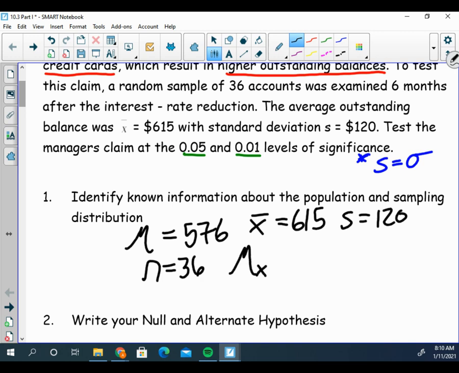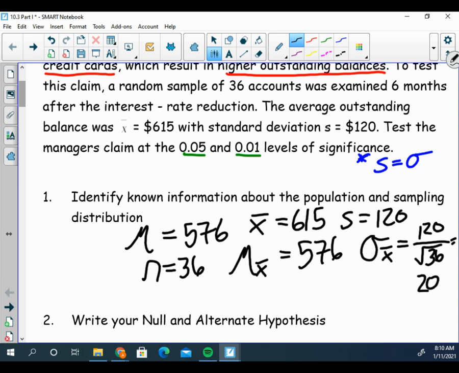Finally, the mean and the standard deviation of our sampling distribution. Again, that mean is the same as the population mean. Standard deviation is going to be that population standard deviation, which we don't know, but we can substitute that sample standard deviation in instead. And when we do this, we get 120 divided by the square root of 36 is 20.